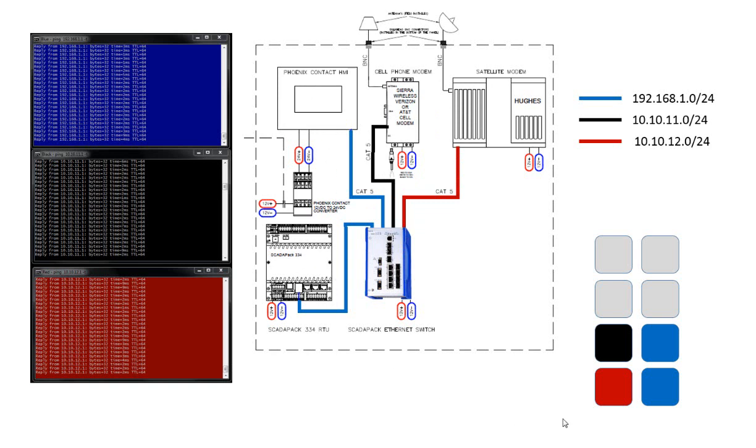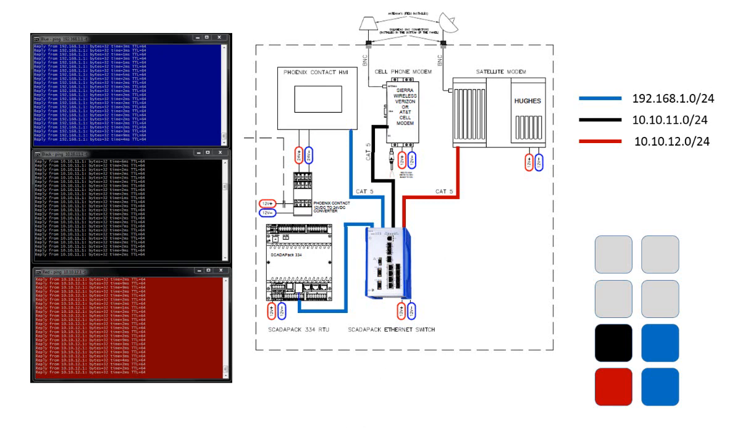So what I'm going to do is take this port here, which is going to be configured as the routed interface for the 10.10.11 network. This one here is going to be configured as the routed interface for 10.10.12. This is going to be the satellite modem. And these two ports here are going to be configured as a routed interface for the 192.168.1 network. Everything is on a 24-bit subnet mask.